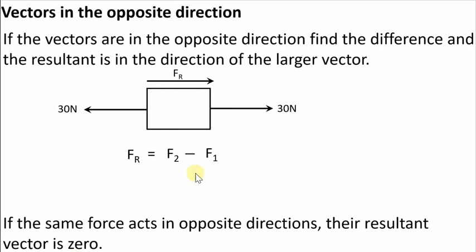So this formula can still work. You see that it will give us 0. You get, let's say, this one, which is 30, minus this one, which is still 30. So you'll find that the resultant vector will be 0. 30 Newton minus 30 Newton, it will be 0 Newton. Yeah. So that is how these things are going to be.